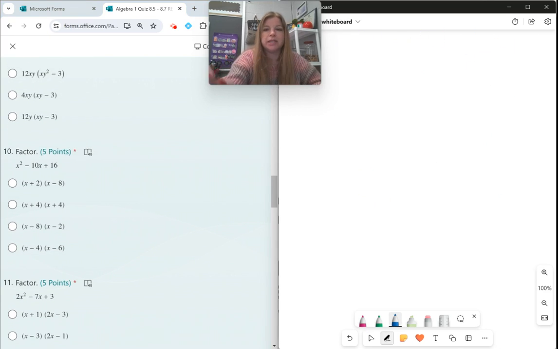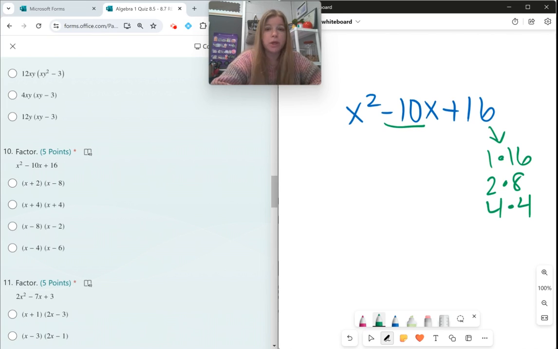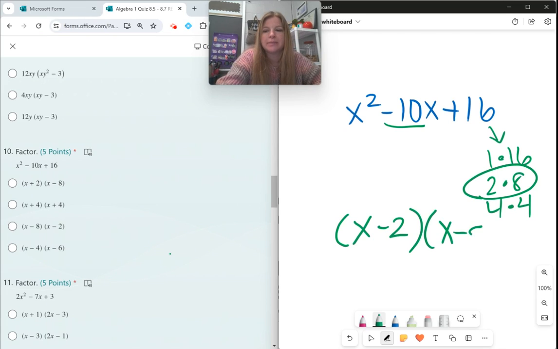Number 10, factoring this trinomial, x squared minus 10x plus 16. When the a value is 1, like what you see in front of the x squared is 1, those are the easiest trinomials to factor. It's just, hey, what factor pair of 16? 1 times 16, 2 times 8, 4 times 4. Can you get a negative 10 out of? Well, the only factor pair that you can get a negative 10 out of is a 2 and an 8. What kind of 2 and what kind of 8 will give you a negative 10? Both negative. And if they're both negative, they're going to multiply to get that positive 16. So my factored form is x minus 2, x minus 8.